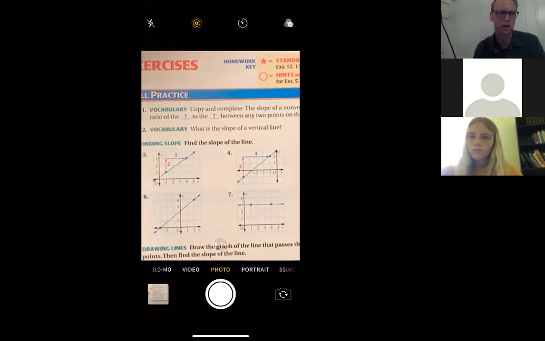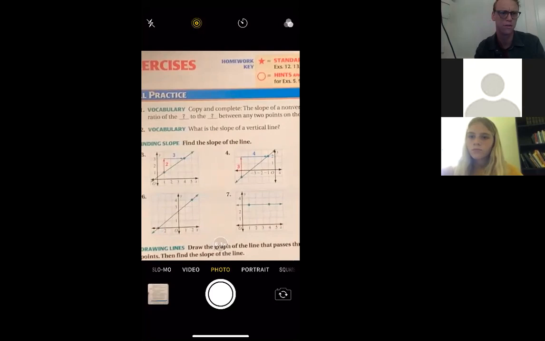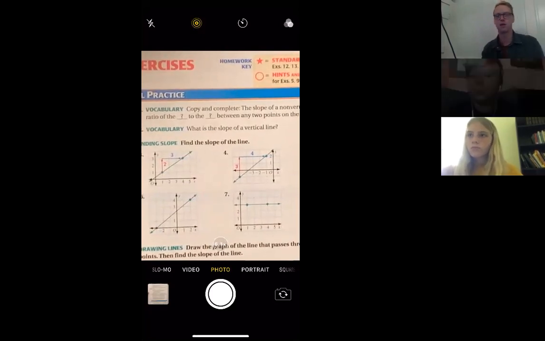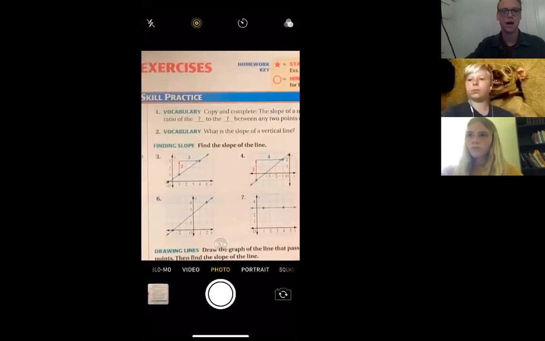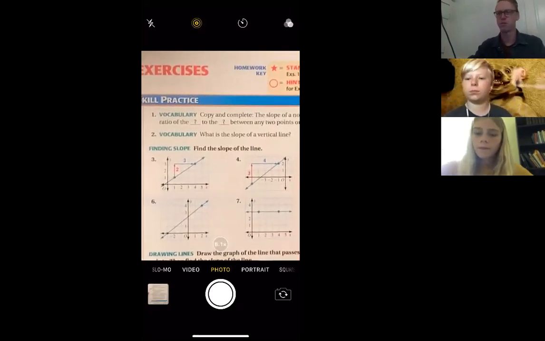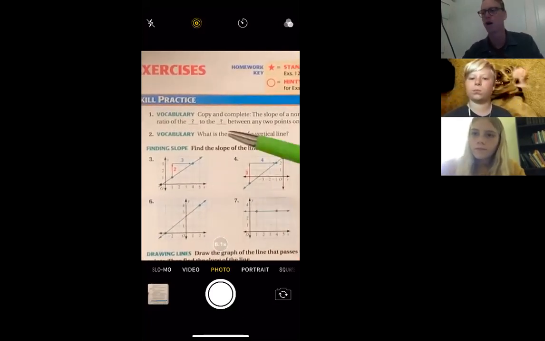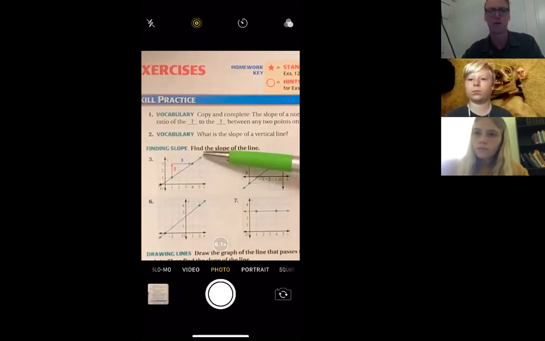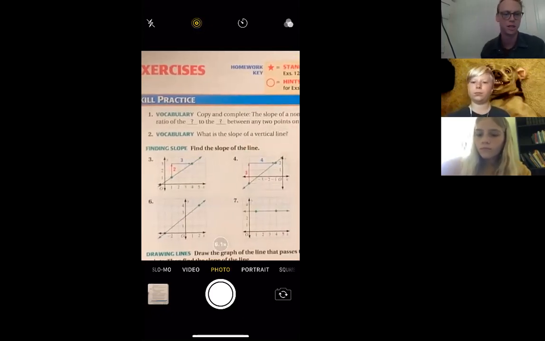Well, whoever's here, is there anybody else other than Lacey and Orion? I can't hear anybody, so I assume no. Okay, well then, Lacey and Orion, here we go. So Lacey, finding the slope, remember it's the rise over the run. The rise over the run. What's the slope for number 3, Lacey?